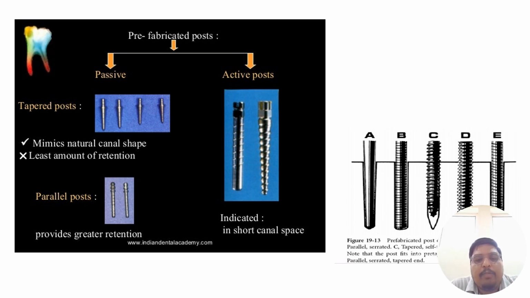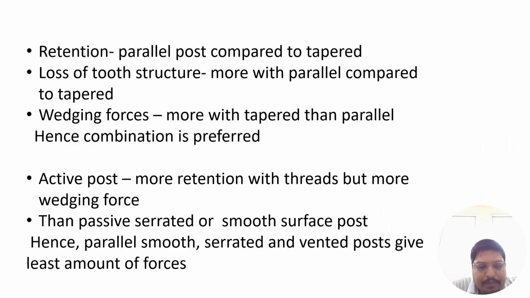This prefabricated post is of two types, passive post and active post. The passive post is a tapered post which follows the natural canal shape minimally, and less retention is there in passive post. Whereas active post is usually indicated in case of short canal space, and it provides a rigid structure and helps in maintaining the tooth structures.